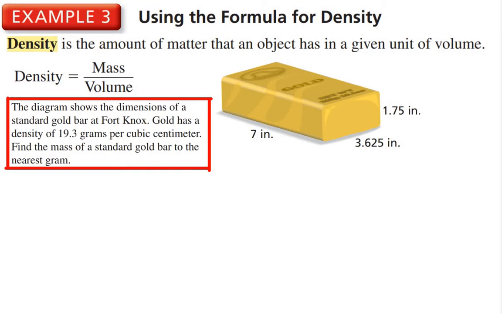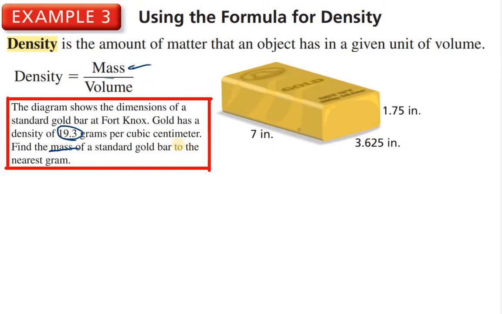We can apply volume to help us find density. Density is found by taking the mass of an object, which is usually something we call the weight, and dividing that by the volume. So mass is a measure we use for weight, and we can find the density of this gold bar. A standard gold bar. We want to find the mass in this case. We know the density, we want to find the mass.